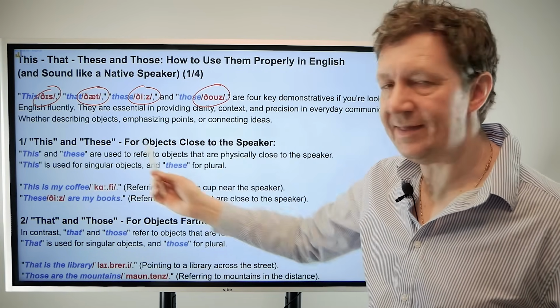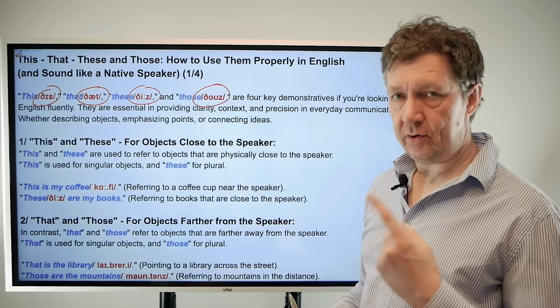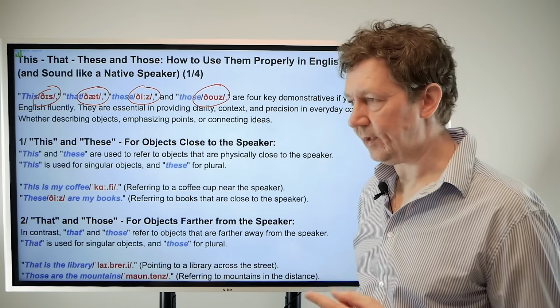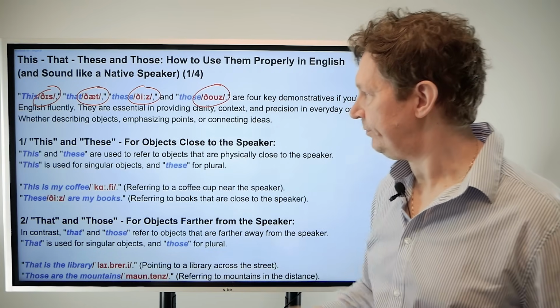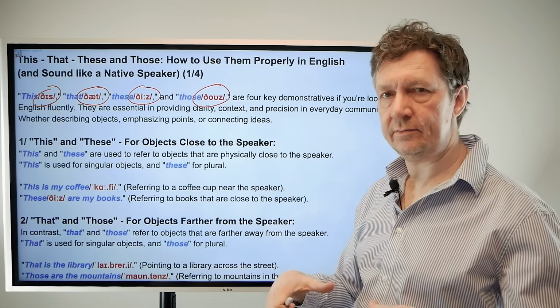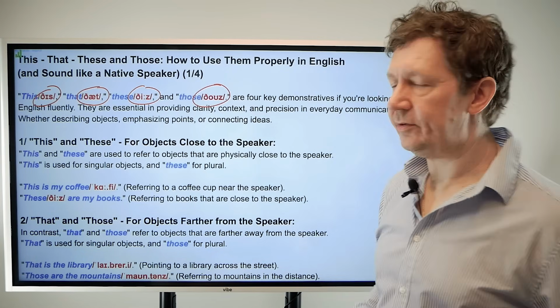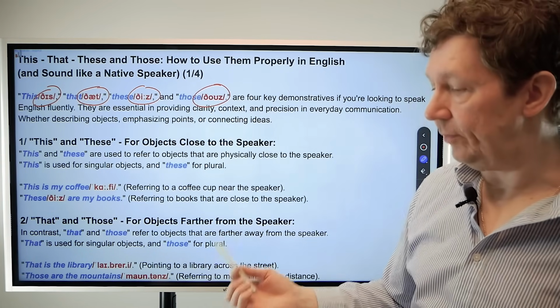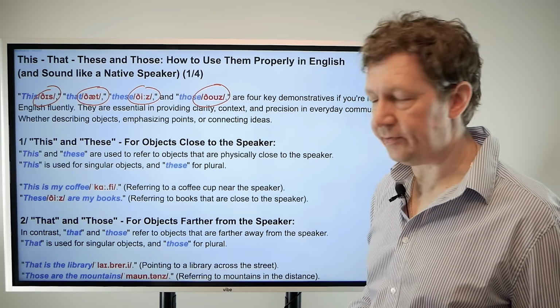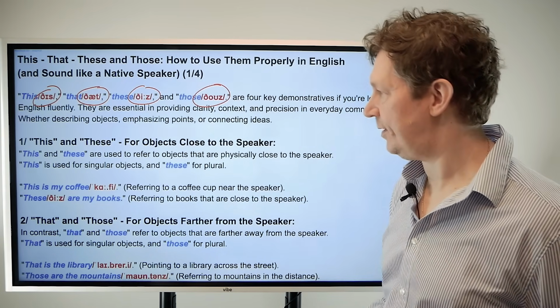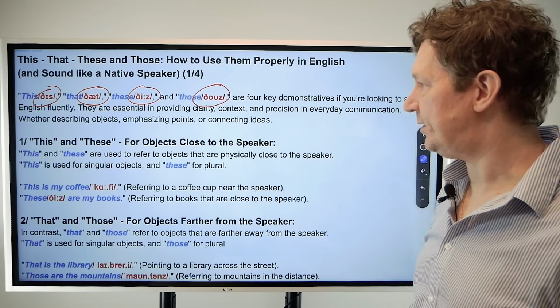Well, this and these are for this for one thing, these for many things, so more than one, two or more. And these are objects that are close to you, okay? So objects that are close to you, we use this and these. So for example, this is my coffee. These are my books. So one coffee, many books. So this is for objects that are close to you.